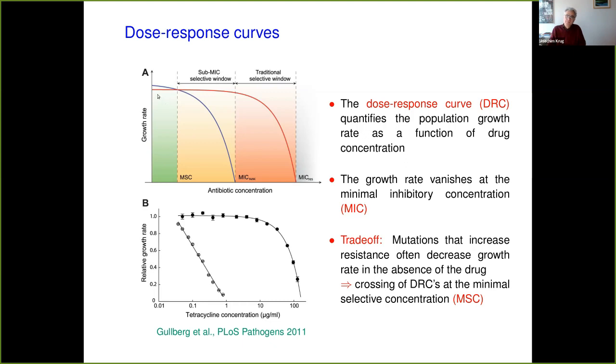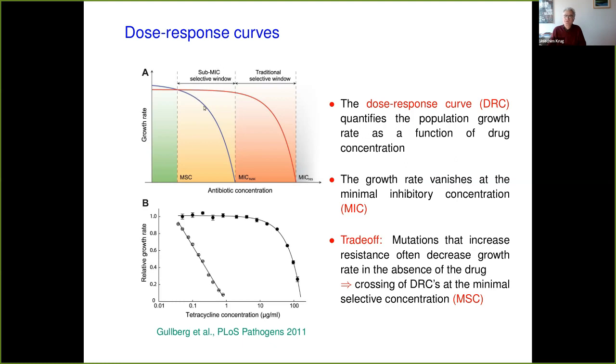Now, if a resistance mutation occurs, this means that the bacteria can tolerate a higher concentration of the antibiotic. And this then often happens in this way, as indicated here. So here you have the initial bacterial strain. Here you have the mutated strain. And so you see that the mutated strain now has a higher MIC, so it can tolerate a higher concentration of the antibiotic, but it also has a lower growth rate in the absence of the antibiotic. And this is a very common occurrence, which is called a trade-off. That is, mutations that increase resistance often decrease the growth rate in the absence of the drug. And so therefore, these two dose response curves cross. And beyond the crossing point, the red strain has a higher growth rate than the blue strain.